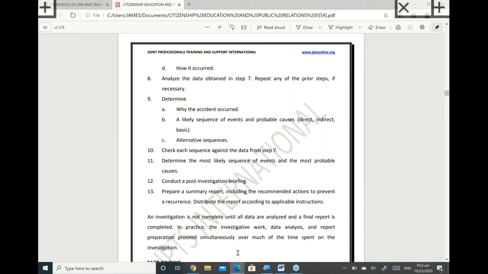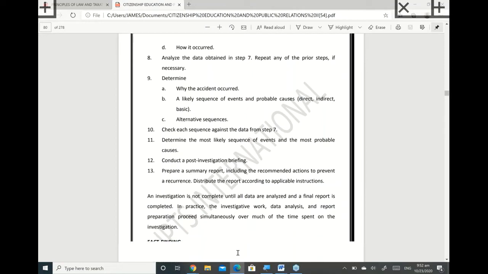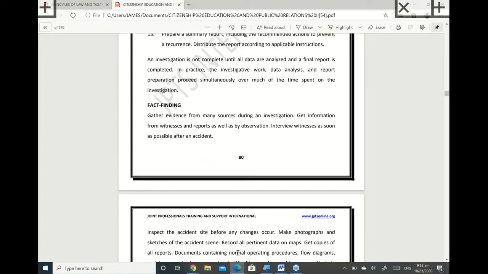So we look at that, and we look at the fact that an investigation is not complete until all the data are analyzed and the final report is completed. In practice, the investigation work, data analysis and report preparation proceed simultaneously over much of the time spent on the investigation. Then we look at fact finding. Gather evidence from any source.